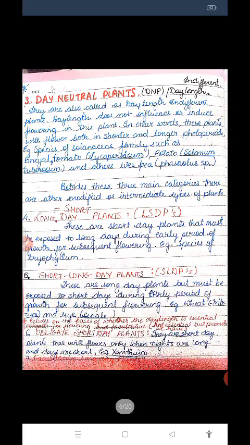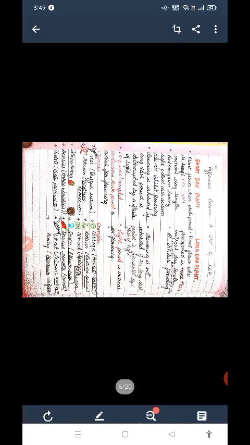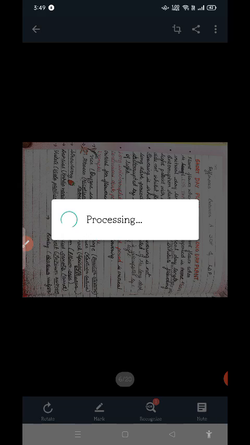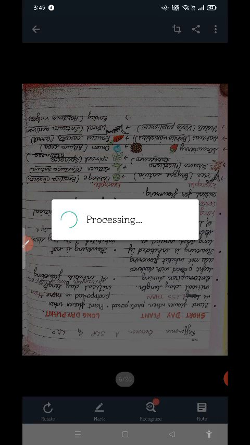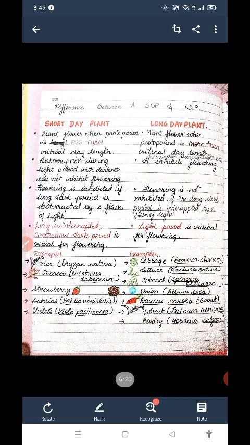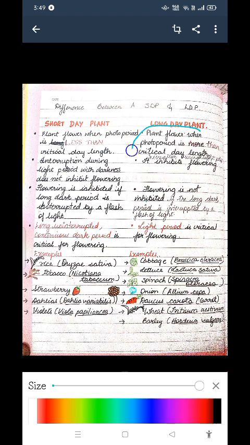Long day plants, in this diagram you can see here, long day plants are plants which flower only when their photoperiod is more than their critical day length or their critical photoperiod. What does that mean? That means, for example, I take cabbage. Cabbage is a long day plant.